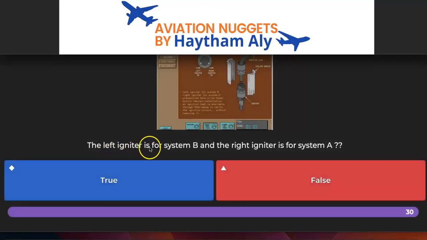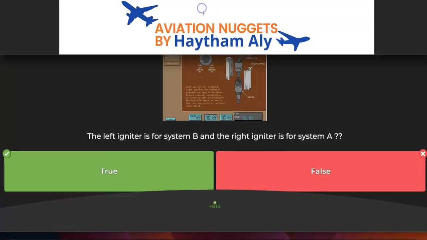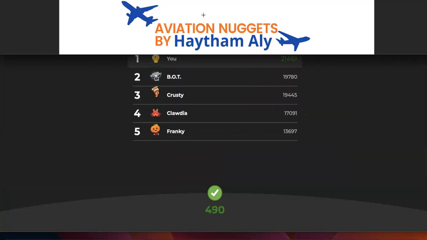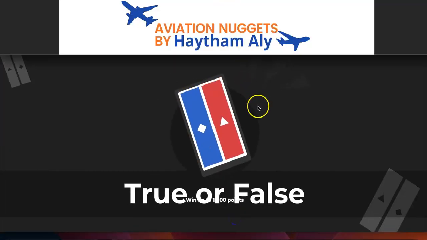The left igniter is for system B and the right igniter is for system A. This statement is true. Yes, we do have a dual ignition system for redundancy, so if any ignition system fails, the other will take over, and also to ignite the fuel air mixture in different locations inside the combustion chamber.